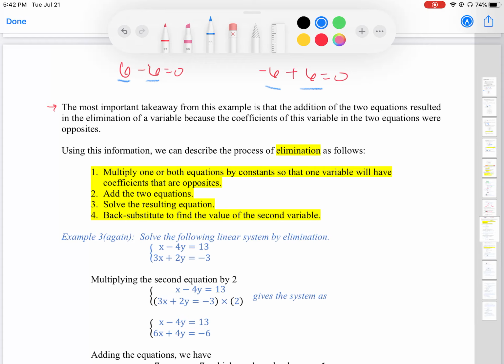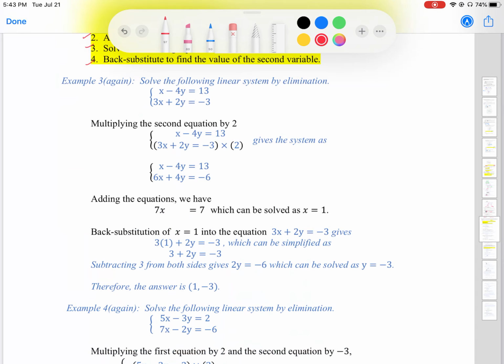All right, so what are our steps? Let's read the highlighted portion. So 1, I want to multiply one or both sides by a constant so that one variable will have coefficients that are opposites. 2, add the two equations. 3, solve the resulting equation. And 4, back substitute to find the value of the second variable.